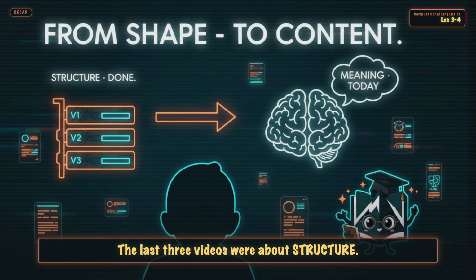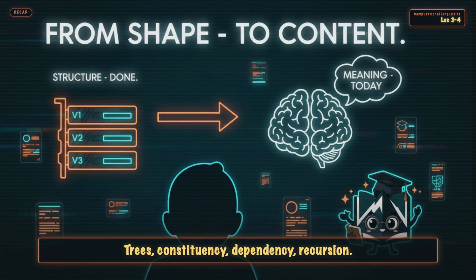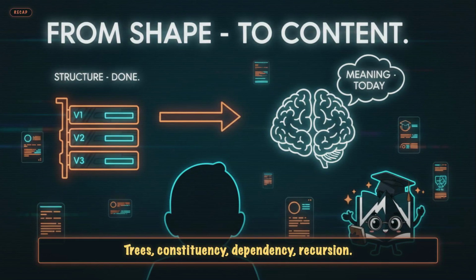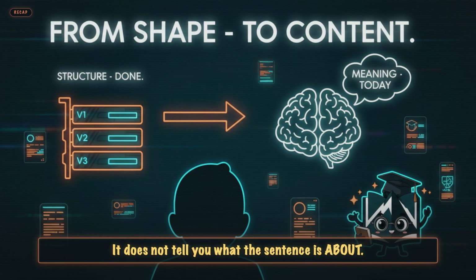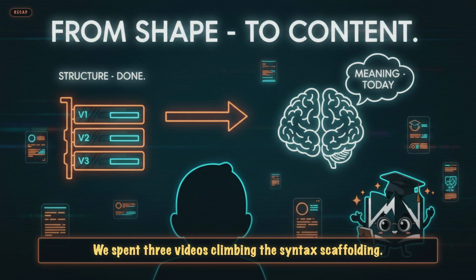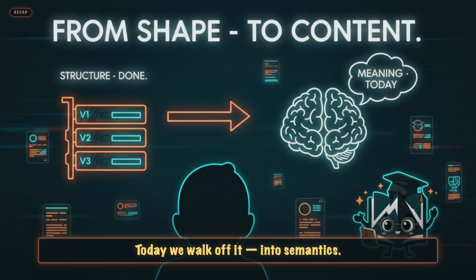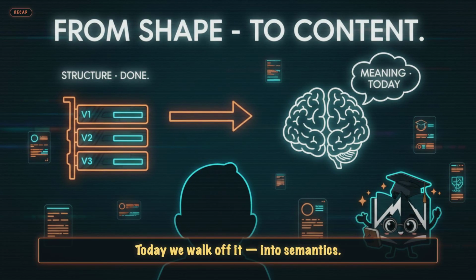The last 3 videos were about structure. Trees, constituency, dependency, recursion. Structure tells you how words attach. It does not tell you what the sentence is about. We spent 3 videos climbing the syntax scaffolding. Today we walk off it into semantics.